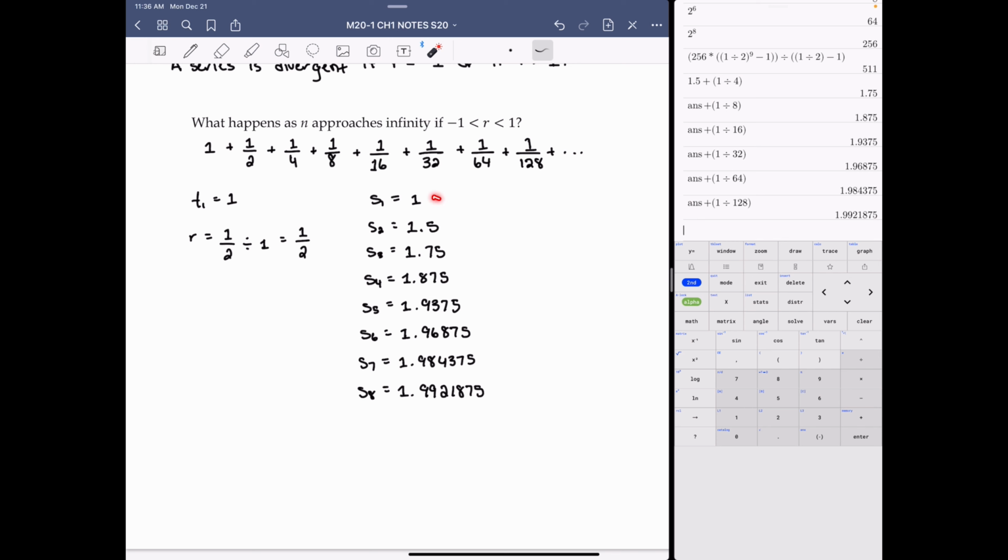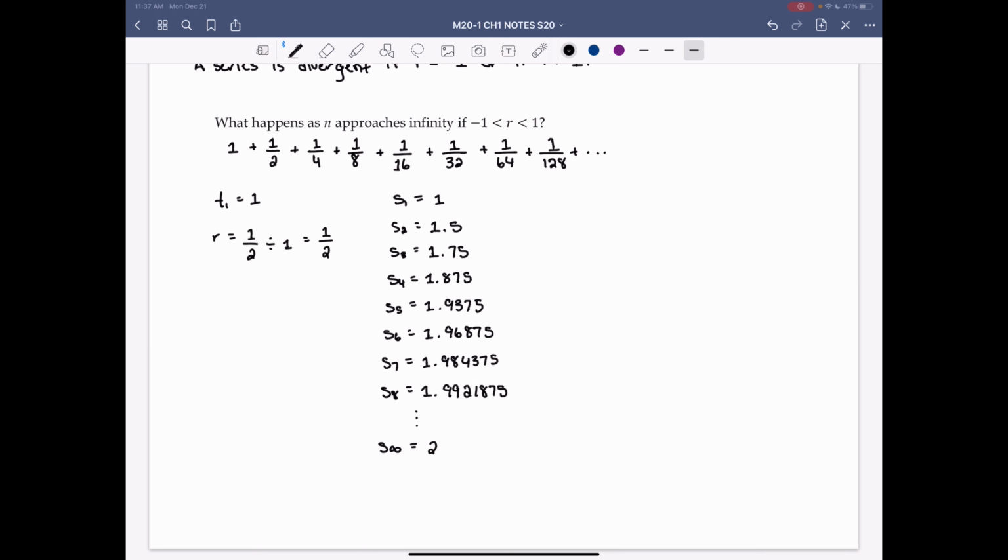We go from 1 to 1.5, 1.75, 1.875, 1.9375, 1.96875, 1.984375, and then 1.992185. So we are getting closer and closer to 2. So S infinity is 2. Our values are approaching 2. This is called a convergent series.